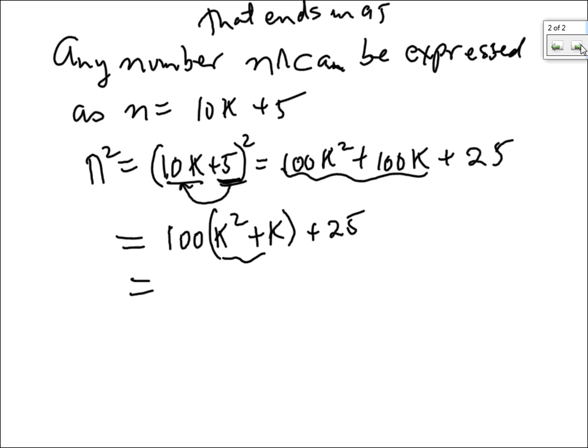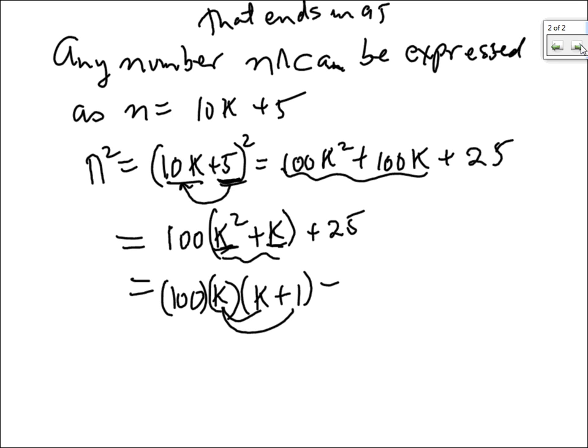But I can factor this. I can factor out a k. You get 100 times k times (k plus 1), since k times k gives you the k squared, and k times 1 gives you the k. So you have 100 times k(k plus 1) plus 25.